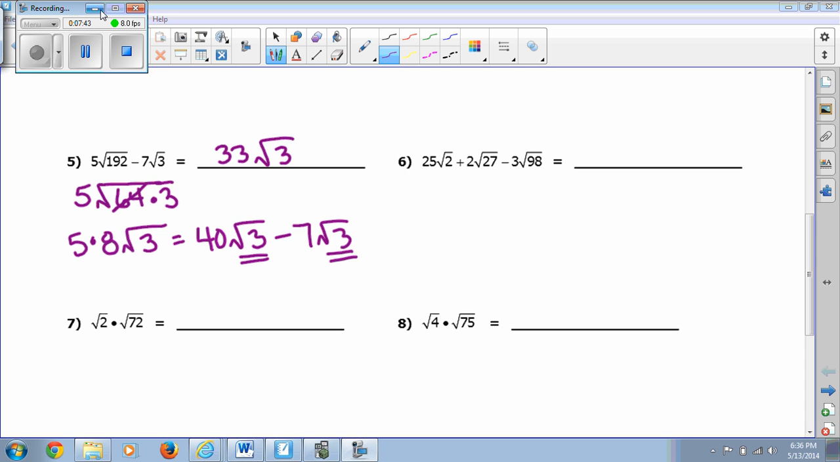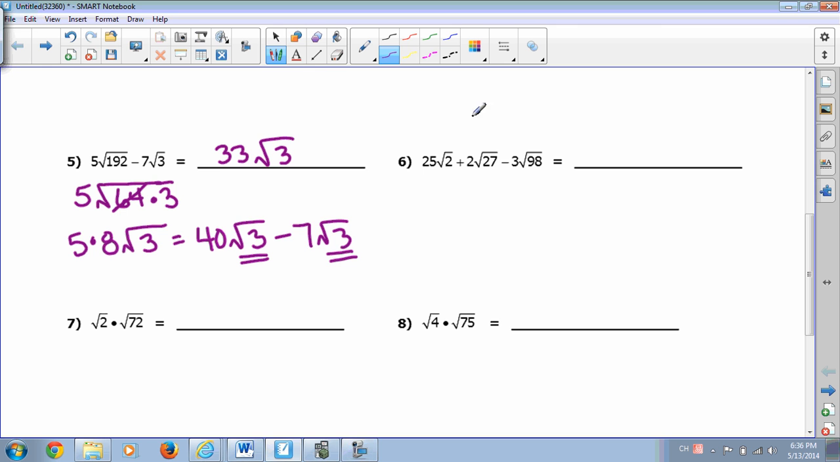Now that you've had a few minutes to look at number 6, let's talk about it. You should have noticed that the square root of 2, the square root of 27, and the square root of 98, none of those are in common, so you can't combine them. So you're going to have to simplify them first. Well, 25 square root of 2 is already simplified, so we can't do anything with this. However, we can simplify 2 square root of 27 and negative 3 square root of 98.